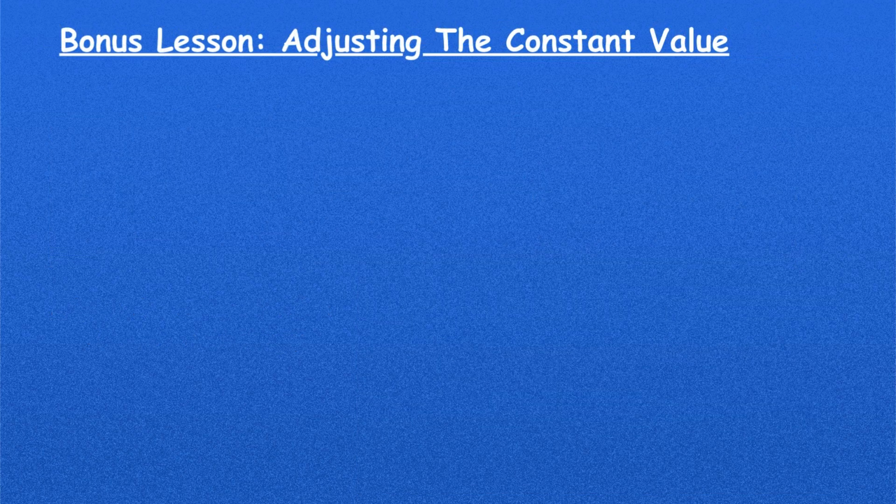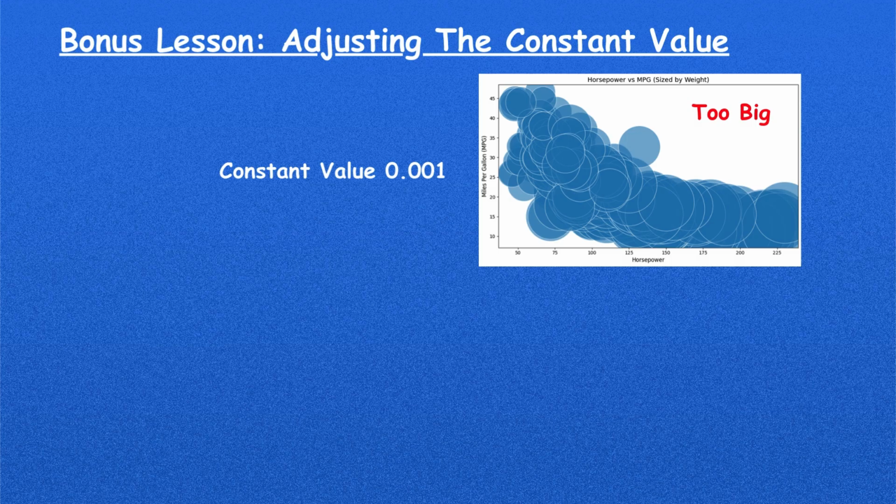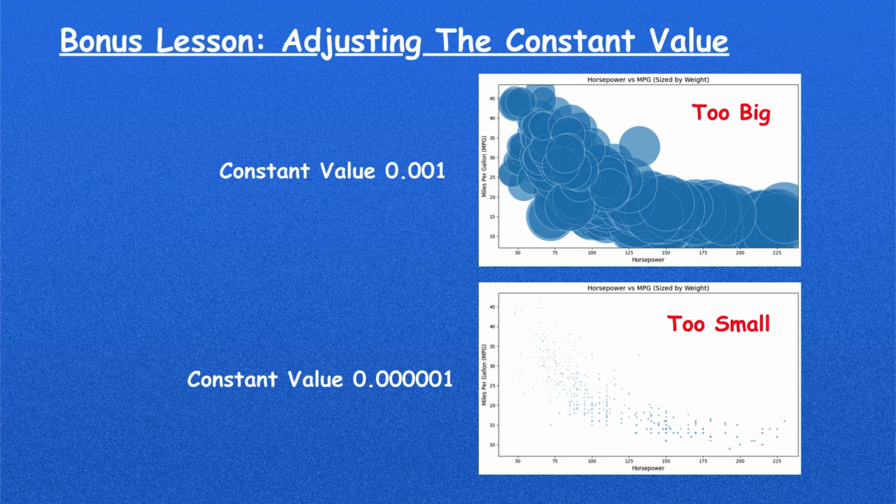Adjusting the constant value for the area of a circle affects the size of the circles. If the constant is set to 0.001, the circles will be too large and difficult to read. On the other hand, if the constant is set to 0.000001, the circles become too small to be easily visible. A balanced and more readable constant value would be 0.00001. You can try it yourself to see the difference.